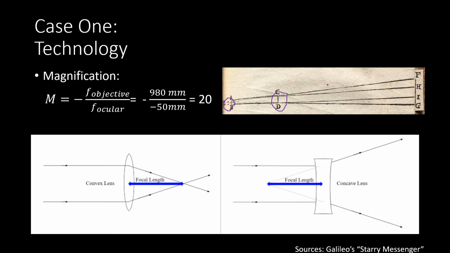So this equation here describes how magnification is determined by looking at the focal lengths of the two lenses. And the focal length simply describes how strongly a lens converges or diverges light. And the sign denotes whether or not the light converges or diverges. Galileo was able to have magnification of at least 20 with his telescopes, and that's supported by the type of detail he was able to get in his sketches.